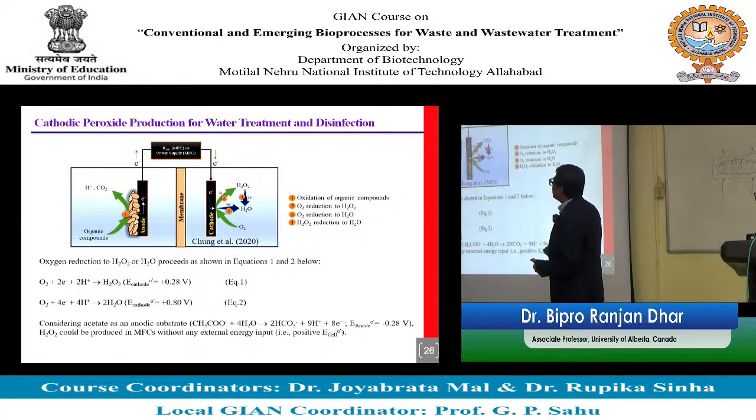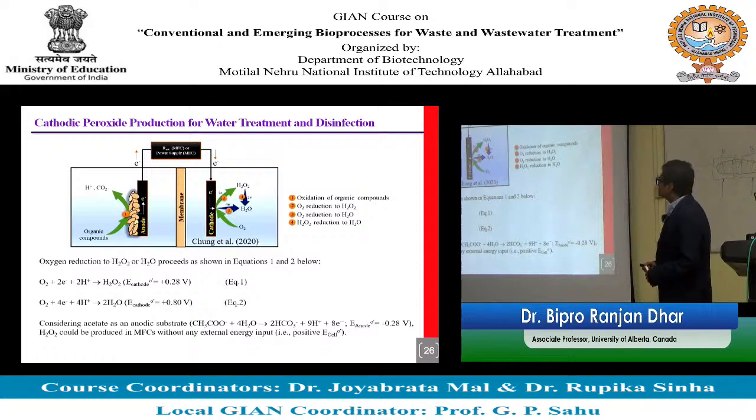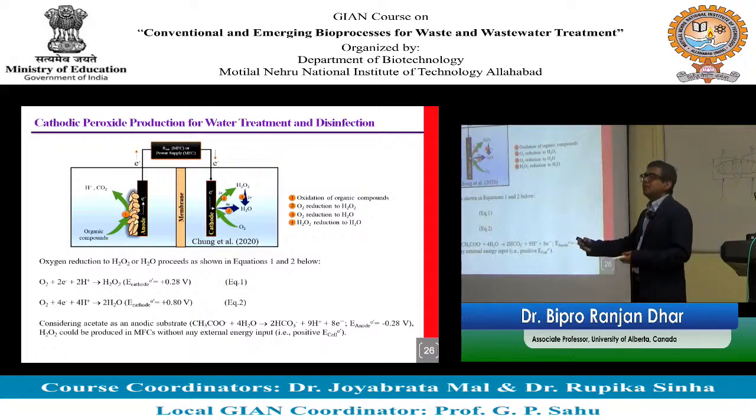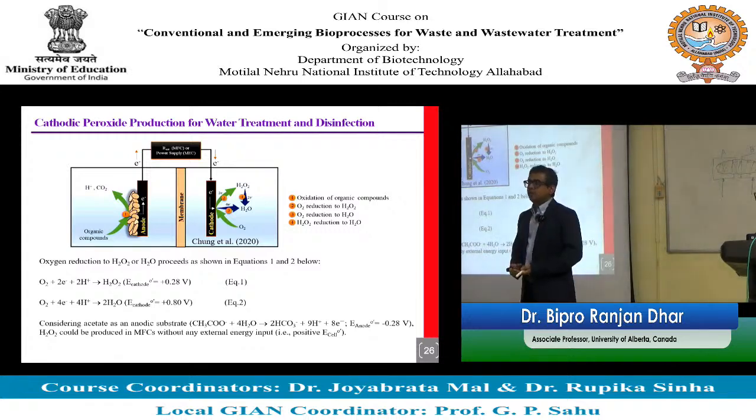But if you can manipulate or have a better catalyst, you can also have a 2 electron reaction. So for example, 1 mole of oxygen, 2 moles of electrons and 2 moles of protons can combine together and produce hydrogen peroxide. That hydrogen peroxide can then be utilized in situ for different water or wastewater applications.